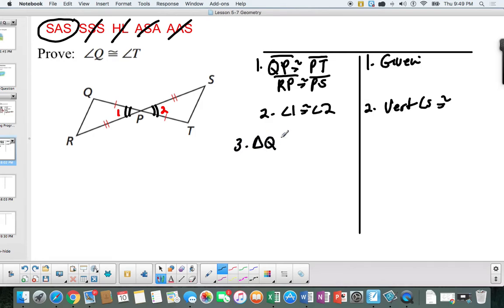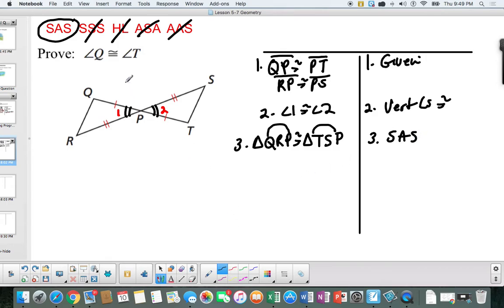I'm going to be very careful with my letter order. Q, R, P. It doesn't matter how you start, it's how you finish. Now remember, the P's have to go together, so P will be at the end. And I have this QP, and it has to go with PT. Well, P is already here, so I'll have to put a T here, and the only other letter to work with is S. And that's going to be my plan, SAS.